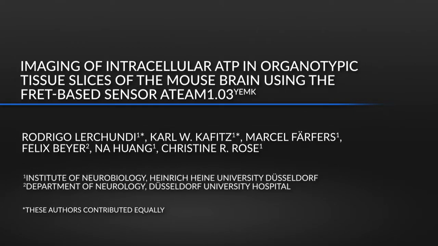Here, we demonstrate how to employ the ATP-sensitive FRET sensor ATeam1.03YEMK for dynamic measurements of changes in neuronal and astrocytic ATP levels in organotypically cultured mouse hippocampal slices. The main advantage of this technique is that one can study energy metabolism in living brain tissue in a controlled setting and environment with high sensor expression levels.